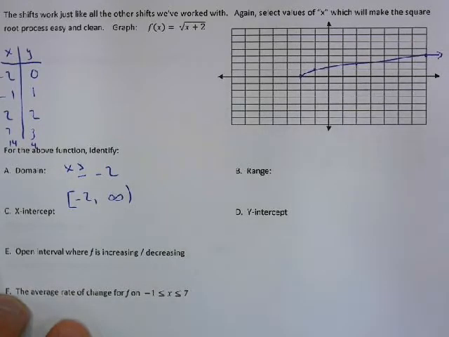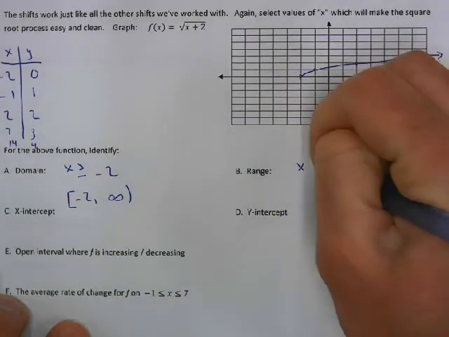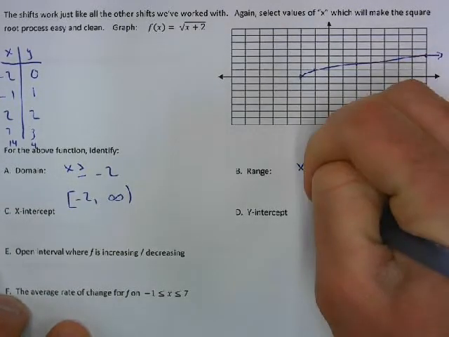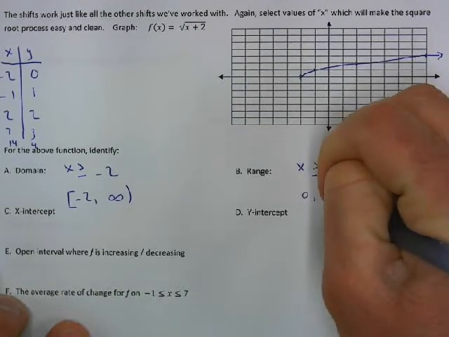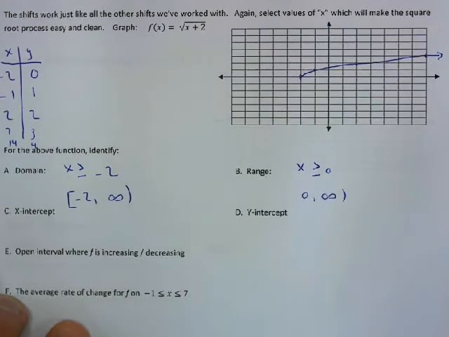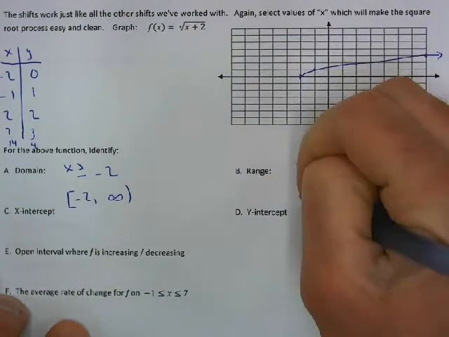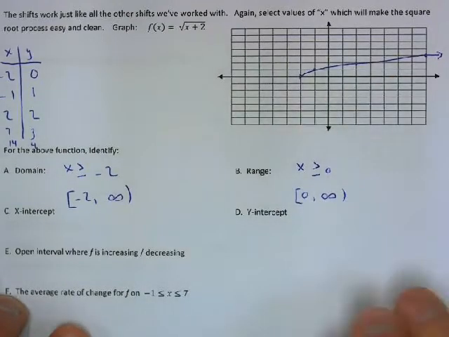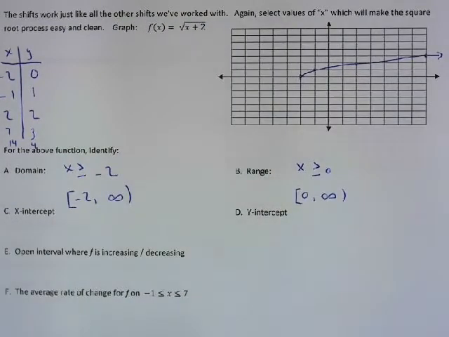So then the range is anything from 0 to positive infinity. So then y is greater than or equal to 0. Or we can say it goes from 0 to infinity. And then, yeah, I am including 0. That is a solid circle. So we'll put brackets around the 0. Okay. All right, next, what's our x-intercept?